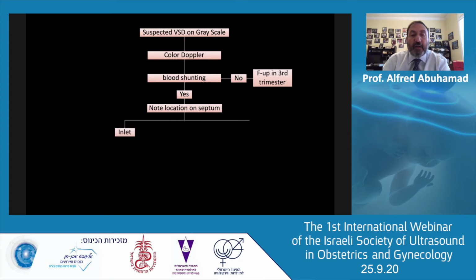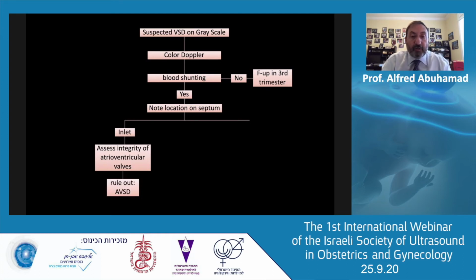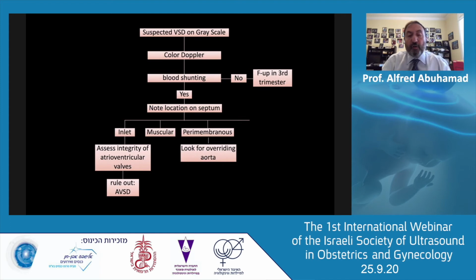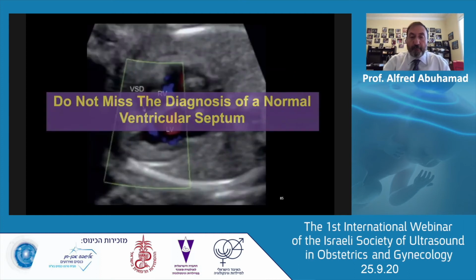Now, where is it on the septum? The inlet type, assess the integrity of the atrioventricular valves to make sure you don't have atrioventricular septal defect. The muscular types are easy. They're not associated with genetic abnormalities. We just follow up postnatally. Perimembranous one, you need to look for aortic override to make sure you are not dealing with tetralogy of Fallot, common arterial trunk, or double outlet right ventricle. And the outlet ones are rare, are difficult to detect prenatally, but certainly are important to look for. So do not miss a diagnosis of a normal ventricular septum.